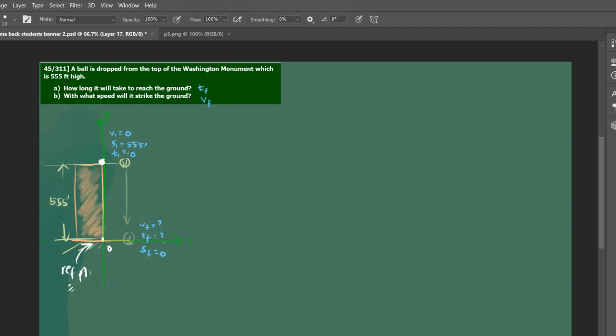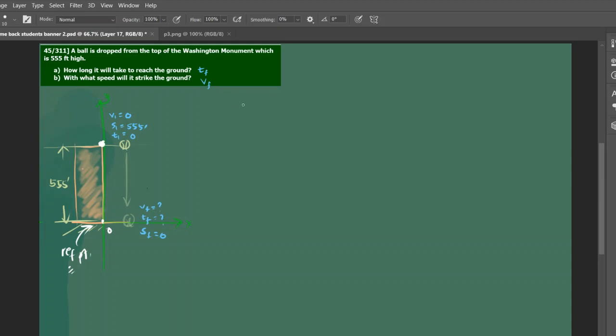Let's proceed. Since this is a problem under free fall, ang ating motion ay due to gravitational acceleration. So, dun tayo mag-i-start kasi ang motion ay due to a, which is equal to negative 32 feet per second squared, kasi naka-FPS tayo, ang given natin na height ay feet. So, umpisahan natin. A is equal to negative 32 feet per second squared. Ang ating notation ay negative since downward ang ating motion, or yung ating gravitational acceleration is downward.